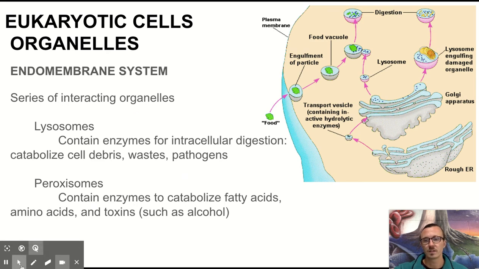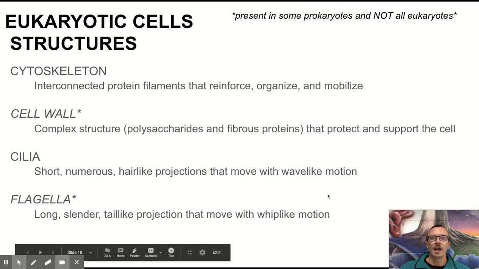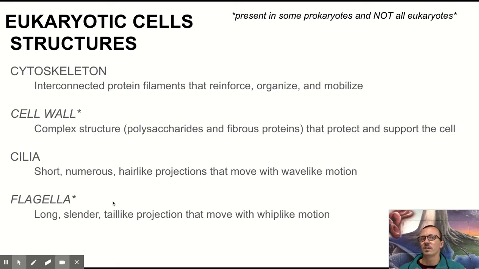Okay, let's continue marching along. And then here I have some structures. Okay, these aren't true organelles. These are not membrane-bound organelles. These are cellular structures, and one of which is the cytoskeleton. And so in the same way that we have a skeleton that provides structure and support and protection for our bodies, cells also have a cytoskeleton.